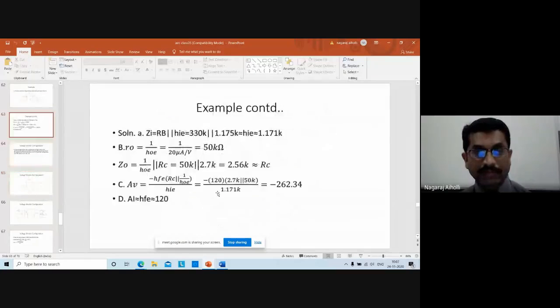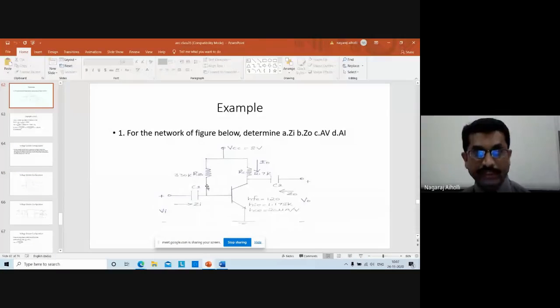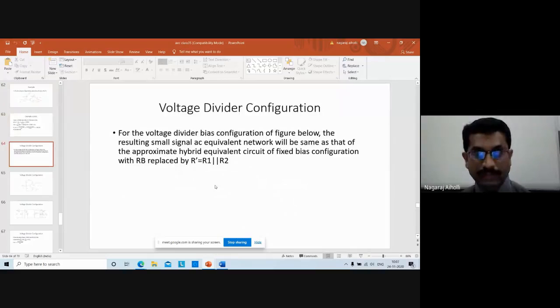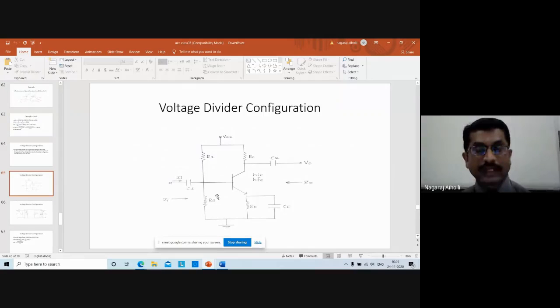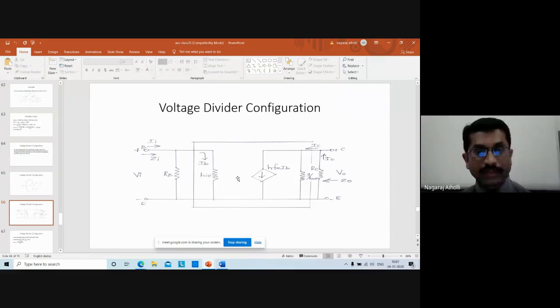RB is there in the fixed bias configuration. This is replaced by R1 parallel R2. That is, in the formulas of performance parameters of the fixed bias configuration, if we just replace RB by R1 parallel R2, we will get all the formulas of the voltage divider configuration.